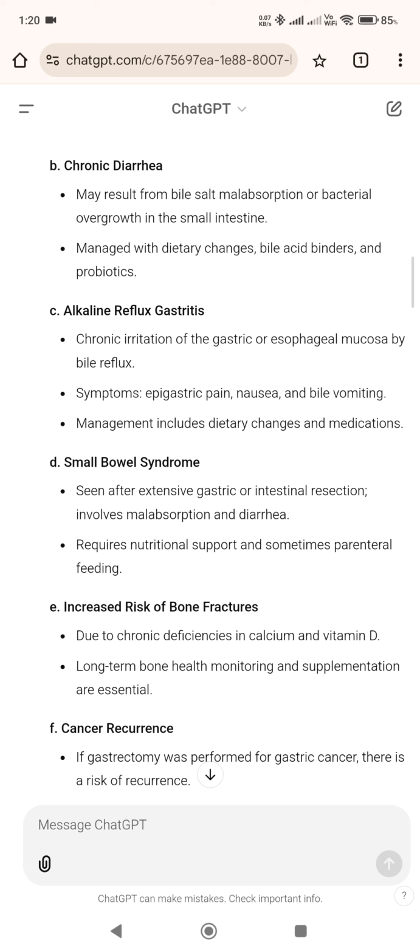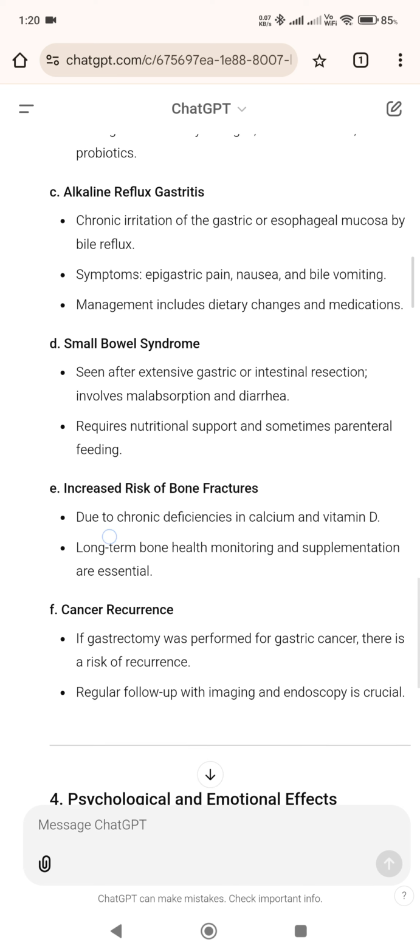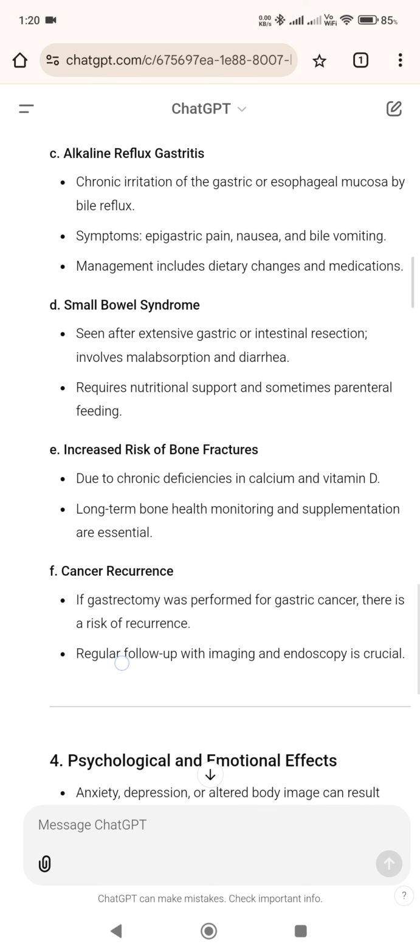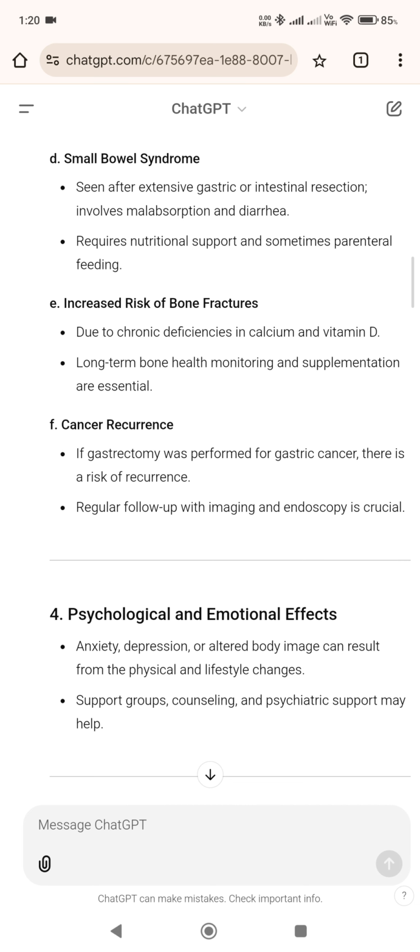C. Alkaline reflux gastritis. Chronic irritation of the gastric or esophageal mucosa by bile reflux. Symptoms: epigastric pain, nausea, and bile vomiting. Management includes dietary changes and medications. D. Short bowel syndrome, seen after extensive gastric or intestinal resection, involves malabsorption and diarrhea. Requires nutritional support and sometimes parenteral feeding.